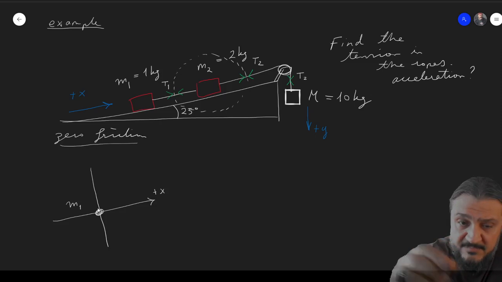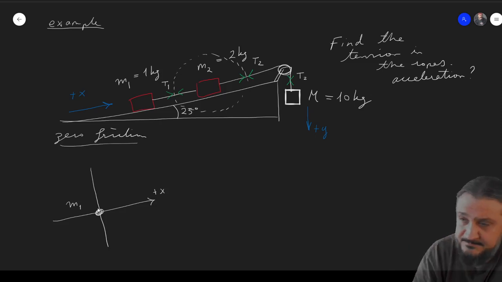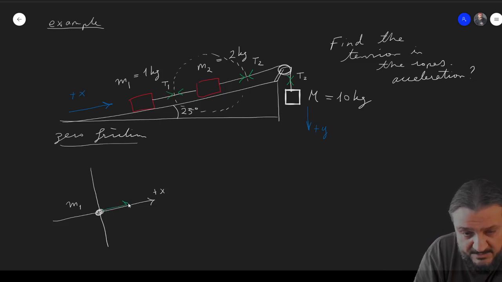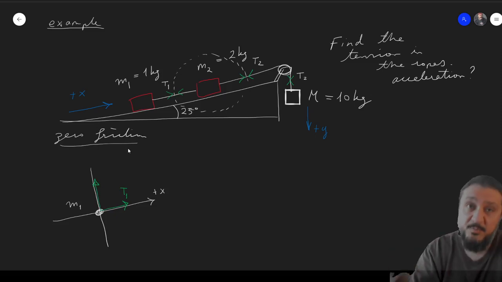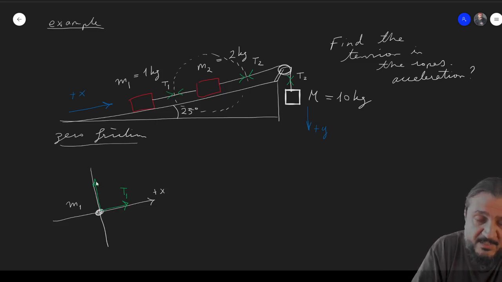What are the external forces acting on M1? Of course, T1 is pulling it in the positive x direction. I include that. T1. Okay. Now, I know there's a normal force. I'm not going to bother finding it, but let me just put it here for completeness so you know what I'm talking about. Normal, by definition, is always perpendicular to the surface, so it is also in the same direction as the vertical here. All right, so that's normal force. Normal force. But the weight is what I have to include.